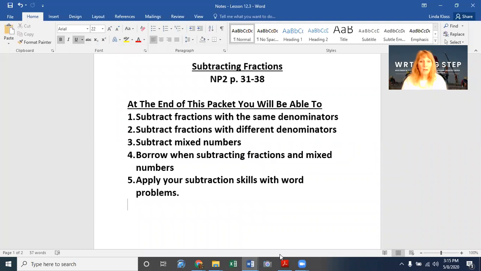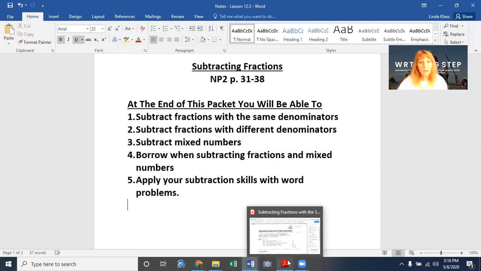So in this packet, you're going to be able to understand how to subtract fractions with the same denominators, how to subtract fractions with different denominators, how to subtract mixed numbers, that's where you have a whole number and a fraction together, how to borrow when subtracting fractions with mixed numbers, and how to apply your subtraction skills with word problems. So let's get started.